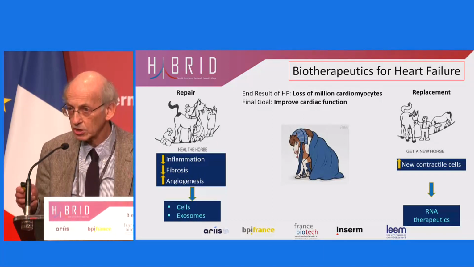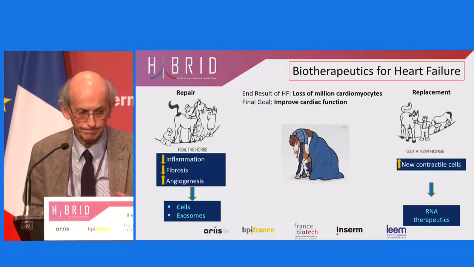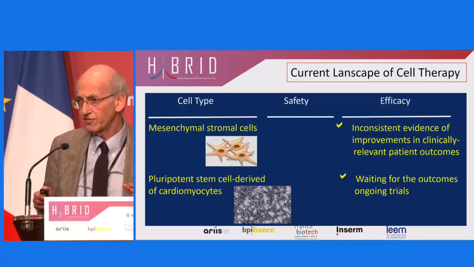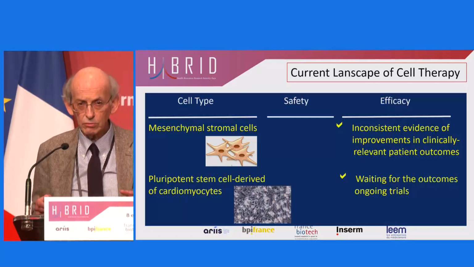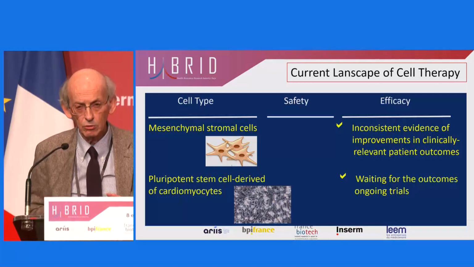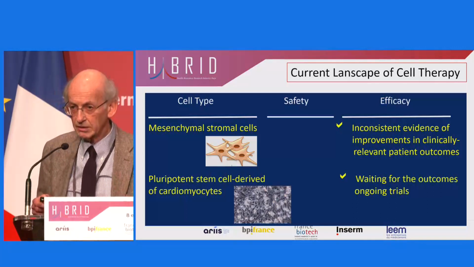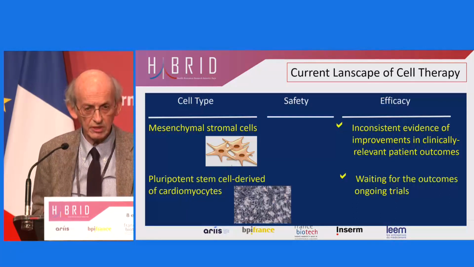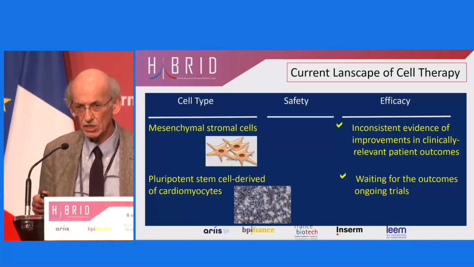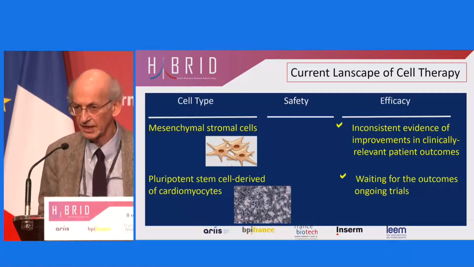So I think these are two major conceptual options which should be kept in mind when you're thinking in terms of therapeutic applications. Now, a brief snapshot on the landscape of cell therapy. Currently, there are two major types of cells which have been and still are investigated clinically. On one hand, mesenchymal stromal cells, and there are previous talks which have addressed issues associated with these cells. And in the context of heart failure, we should acknowledge that the data so far have been conflicting. Some trials reporting positive outcomes, others negative outcomes.